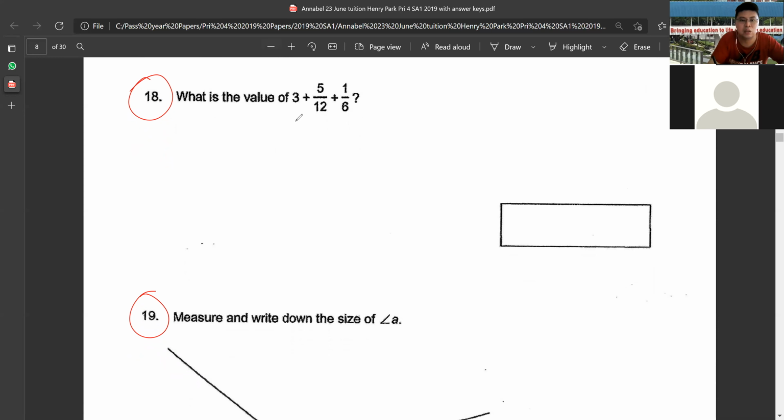What is this value here? Okay. Okay. How to do this question?